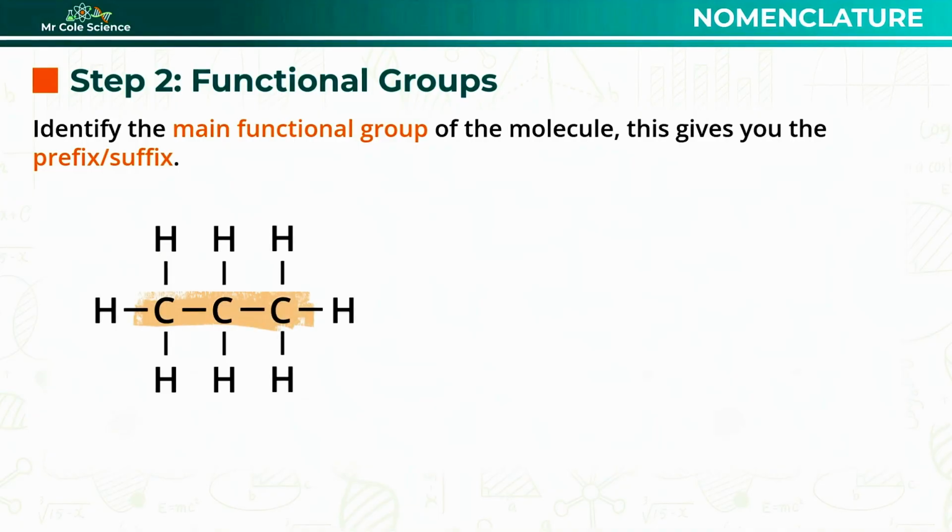Here we've got a molecule with a carbon chain length of 3, which gives us our stem of prop. Now, looking at this, you might immediately think that there aren't any functional groups within this molecule, but that's not quite true. We've got carbon-carbon single bonds as the functional group, telling us that this molecule is an alkane. Alkanes are named using the suffix ane, so we add this onto our stem and we have propane. The prop tells us there are 3 carbons in the longest continuous chain, and the ane tells us that this is an alkane, so it's a hydrocarbon with only carbon-carbon single bonds.